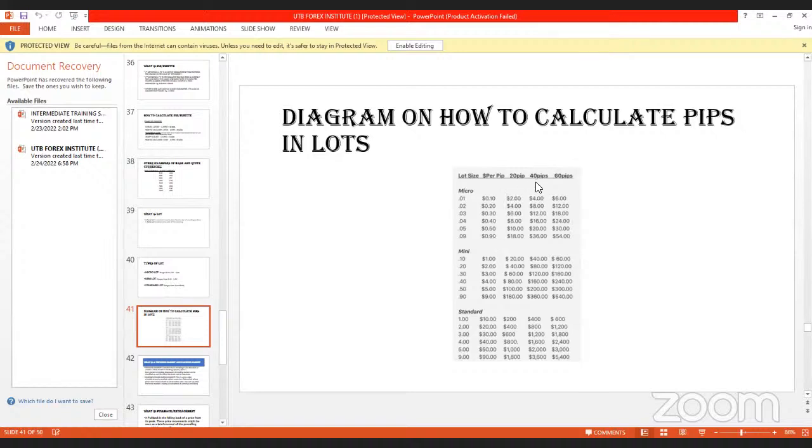The calculation continues, or the mathematics continues. Now let's go to the mini account, which is a mini lot size. We start from 0.1. Now 0.1 is $1 per point move, $1 per 1 pip move. That means if you move 1 pip, you've made $1. 2 pips, $2. 3 pips, $3. 4 pips, $4. Right?